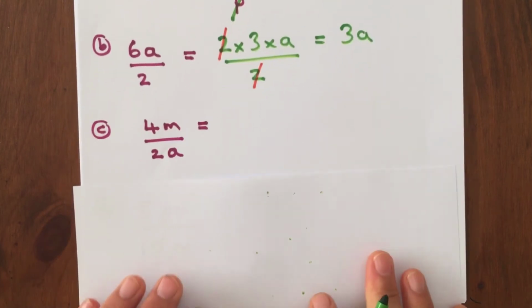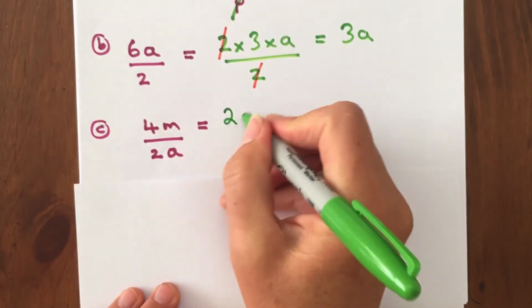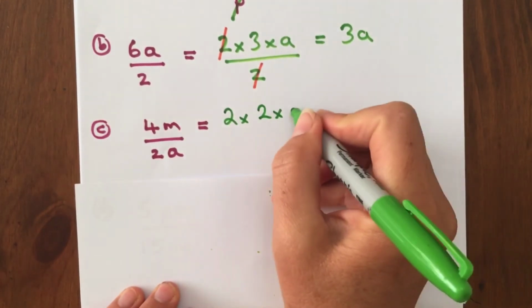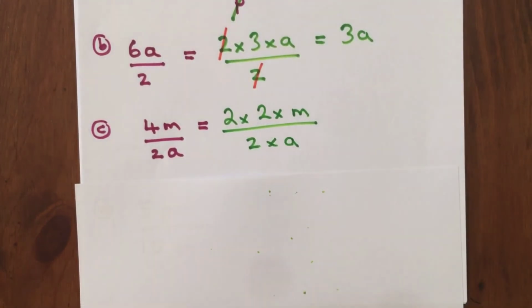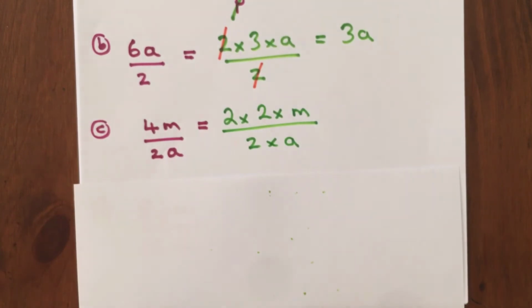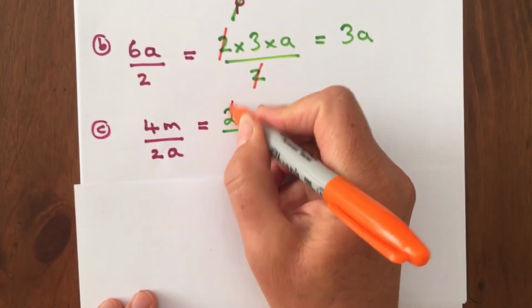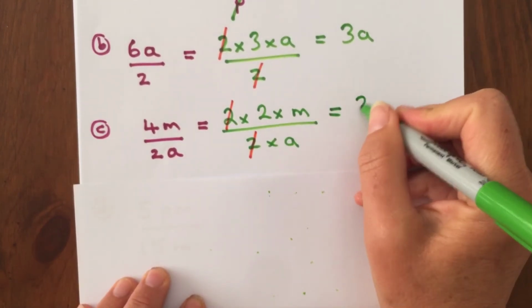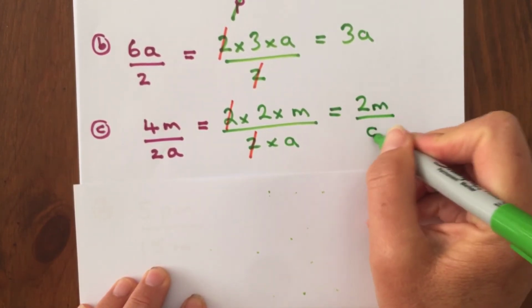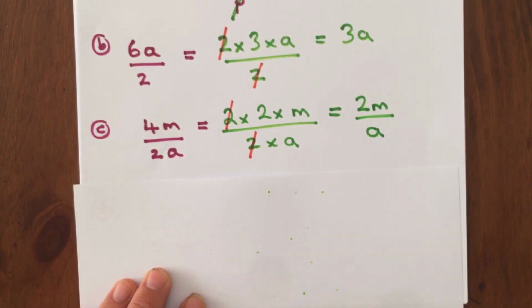Okay, question C. So I've got 2 times M on the top and 2 times A on the bottom. I've changed the 4 to 2 times 2. What can I cancel? The 2 and the 2. There's nothing else I can cancel. So on the top I've got 2M, on the bottom I've got A.